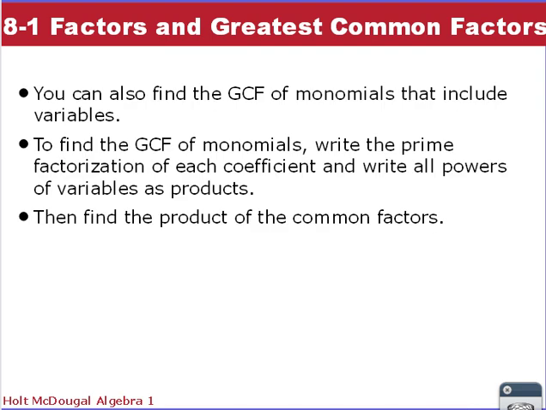So now we can also find the greatest common factor of monomials that include variables. So we've been working with just numbers. Now we're going to throw some variables in there. To find the greatest common factor of monomials, we write the prime factorization of each of the coefficients, the number in front, and all the powers of the variables as products. So we'll show you some examples of those. Then we find the product of the common factors.